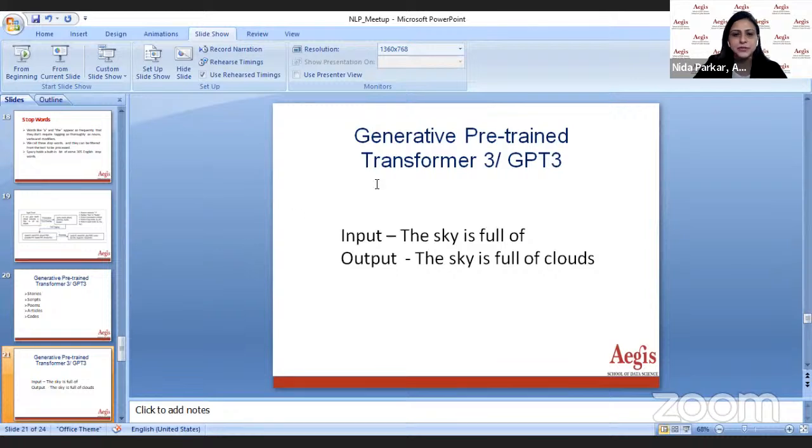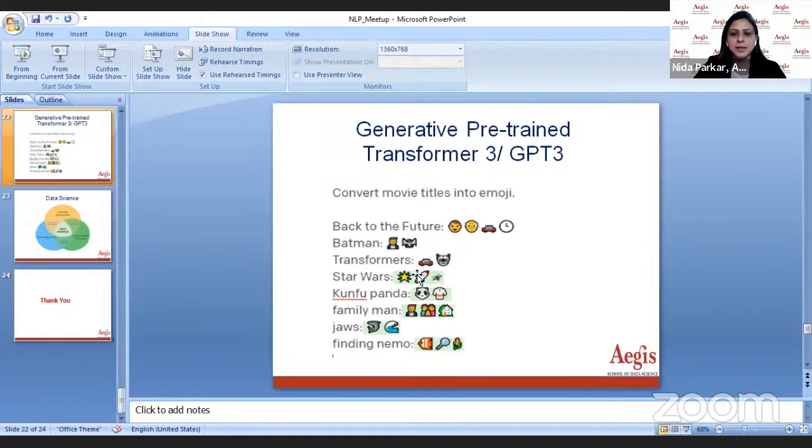Let me take a few examples. Suppose you give the input, the sky is full of, and the output it would give you is, the sky is full of clouds. Another GPT-3 example: suppose you have a movie, Back to the Future or anything else. It will actually convert it to emojis.